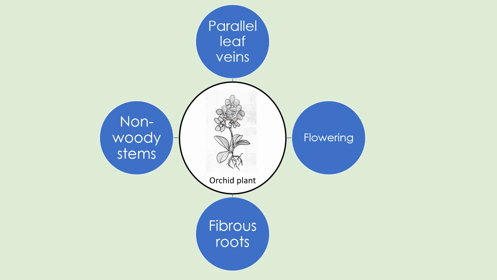First, we look at the flower. It has flowers, so it is a flowering plant. And then look at the leaf veins. Orchid plant has parallel leaf veins, so we write here parallel leaf veins. Then look at the stem. It has non-woody stems, so we write non-woody stem here. And then look at the root. What type of root is this? It is fibrous root, so we write fibrous root. These are the characteristics of parts of orchid plant.